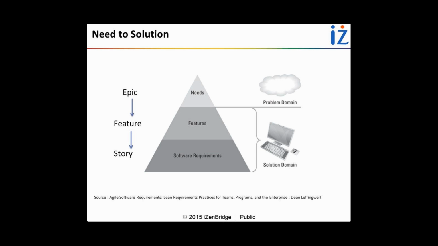So this diagram is coming from Agile Software Requirements, the book written by Dean, and Dean is the man behind the Scaled Agile Framework. His book gives a good idea about how the requirement hierarchy is managed in SAFe.